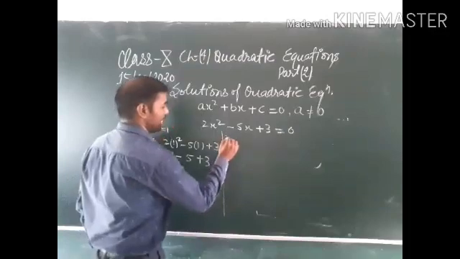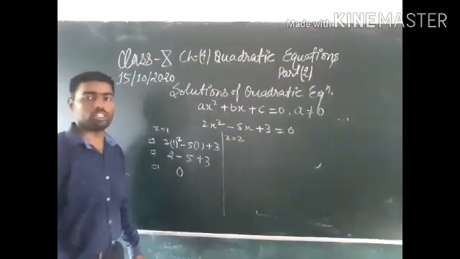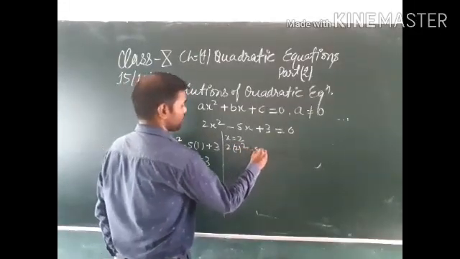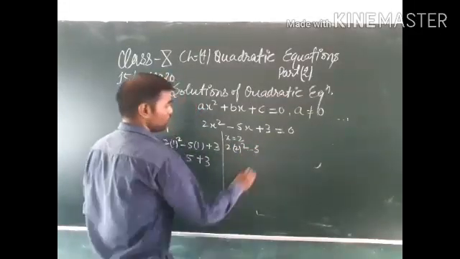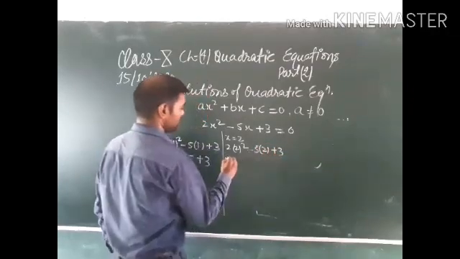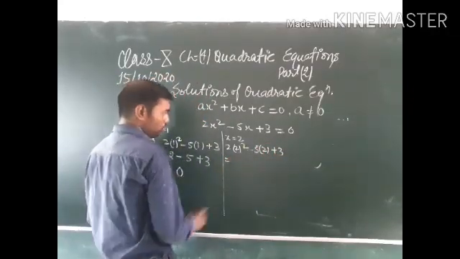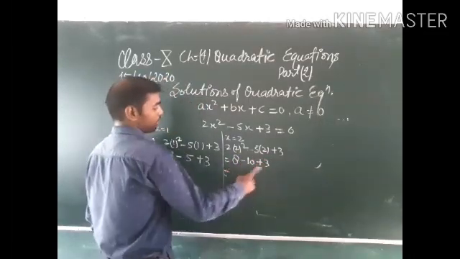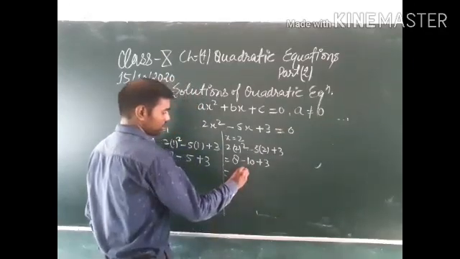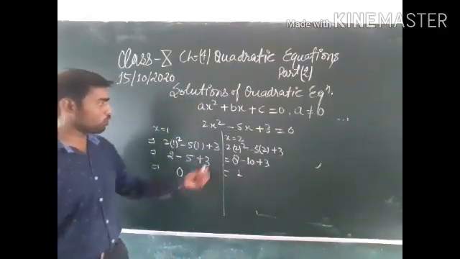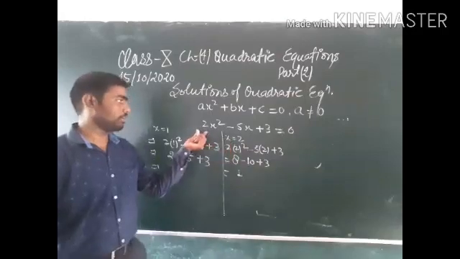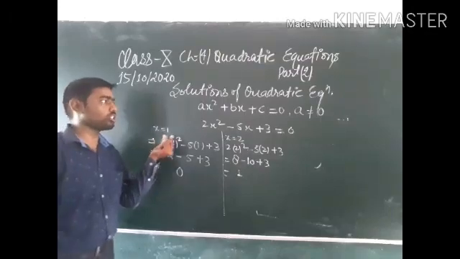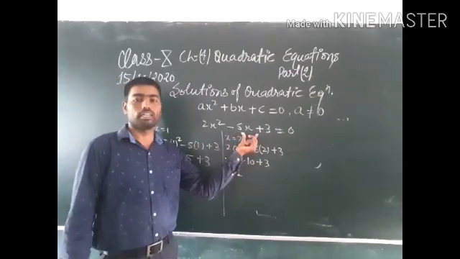Now we say x is equal to 2. We get 2 into 2 square minus 5 into 2 plus 3. 2 into 2 square is 2 into 4, that is 8, minus 10 plus 3. 8 plus 3 is 11, 11 minus 10 is 1. So x is equal to 2 is not a solution of this given quadratic equation, and x is equal to 1 is a solution.